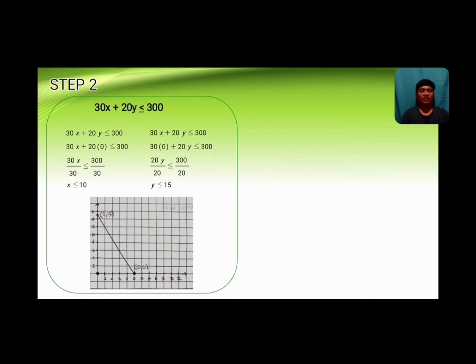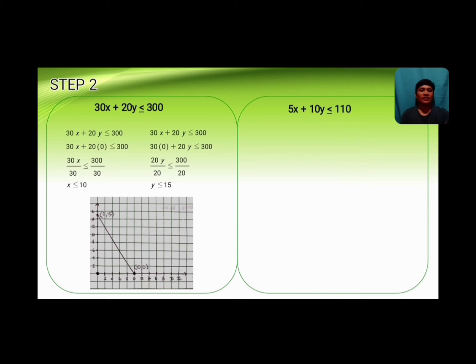Next, we let x equal 0. So 30x plus 20y is less than or equal to 300. 30 times 0, since we let x equal 0, plus 20y less than or equal to 300. So the remaining is 20y less than or equal to 300. To get the value of y, we divide both sides by 20. So we have y less than or equal to 300 divided by 20, which is equal to 15. So we have now the graph like this.